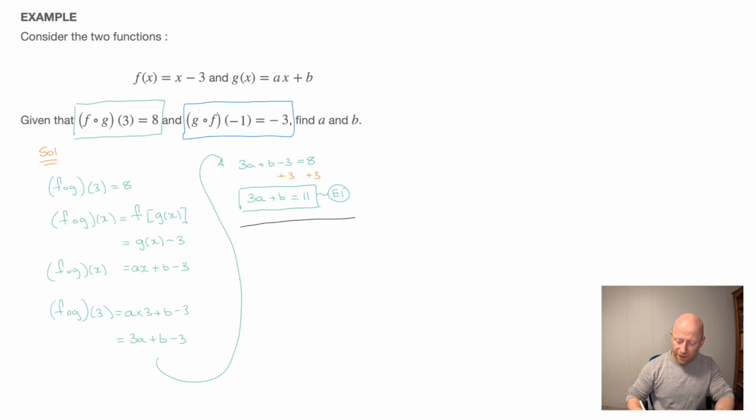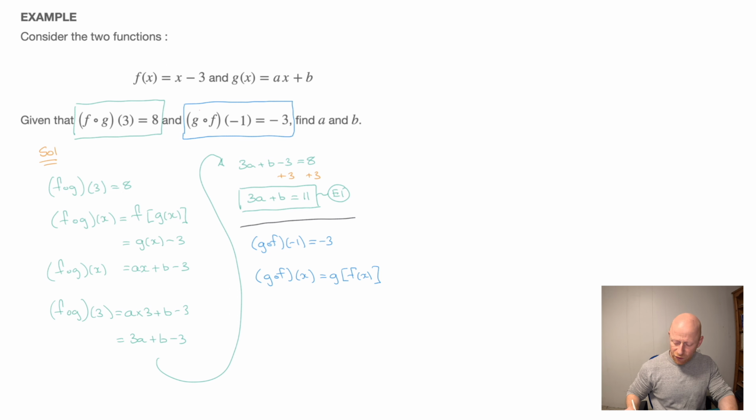And now we use the fact that g of f of negative 1 equals negative 3. And I'll just quickly copy that. g of f of negative 1 equals negative 3. And now, just as I did for the first result here, I'll go ahead and find an expression for g of f of x. And I'll go ahead and write that. So we have g of f of x, which is equal to g of f of x written this way.